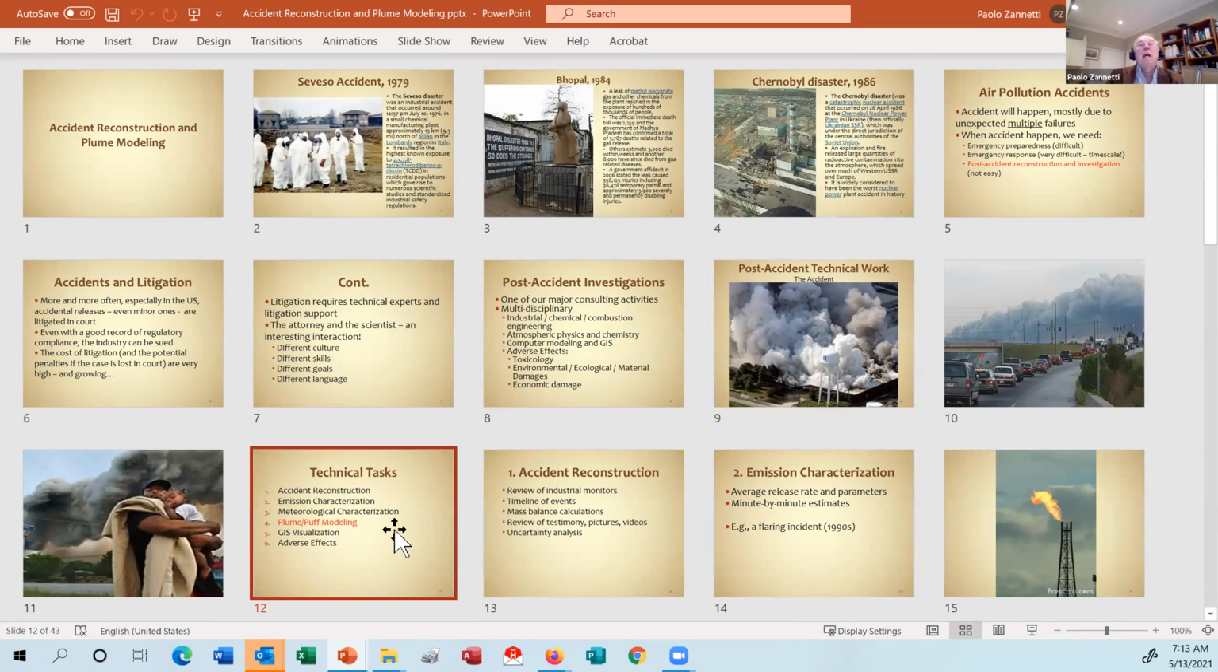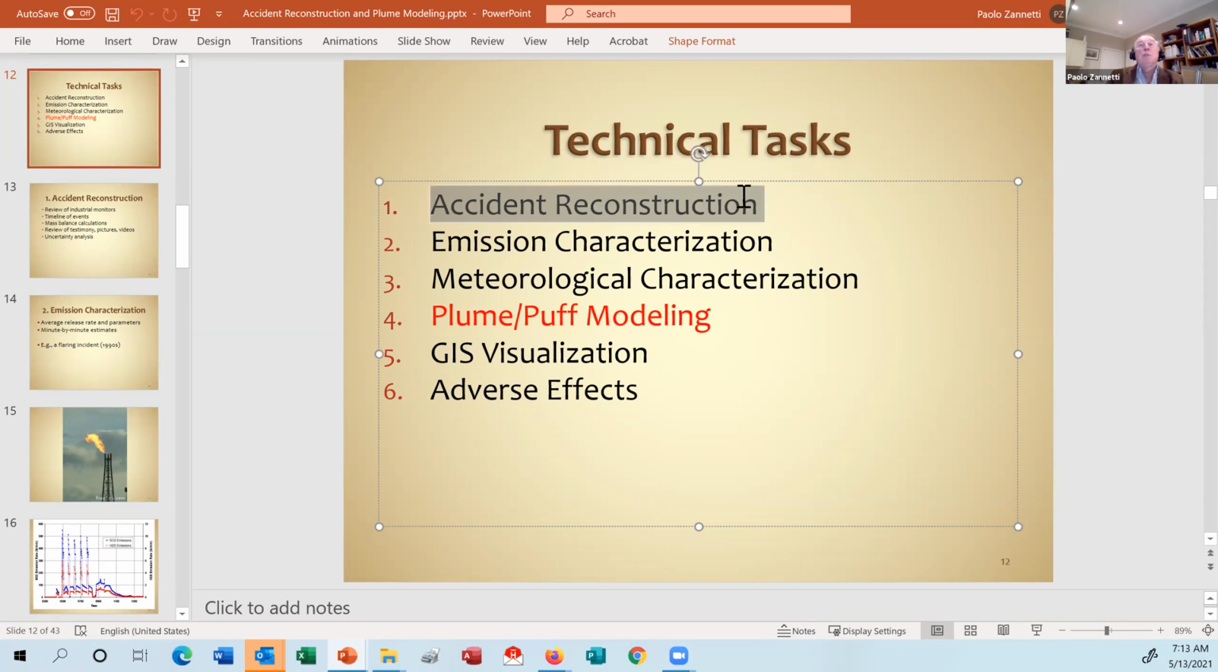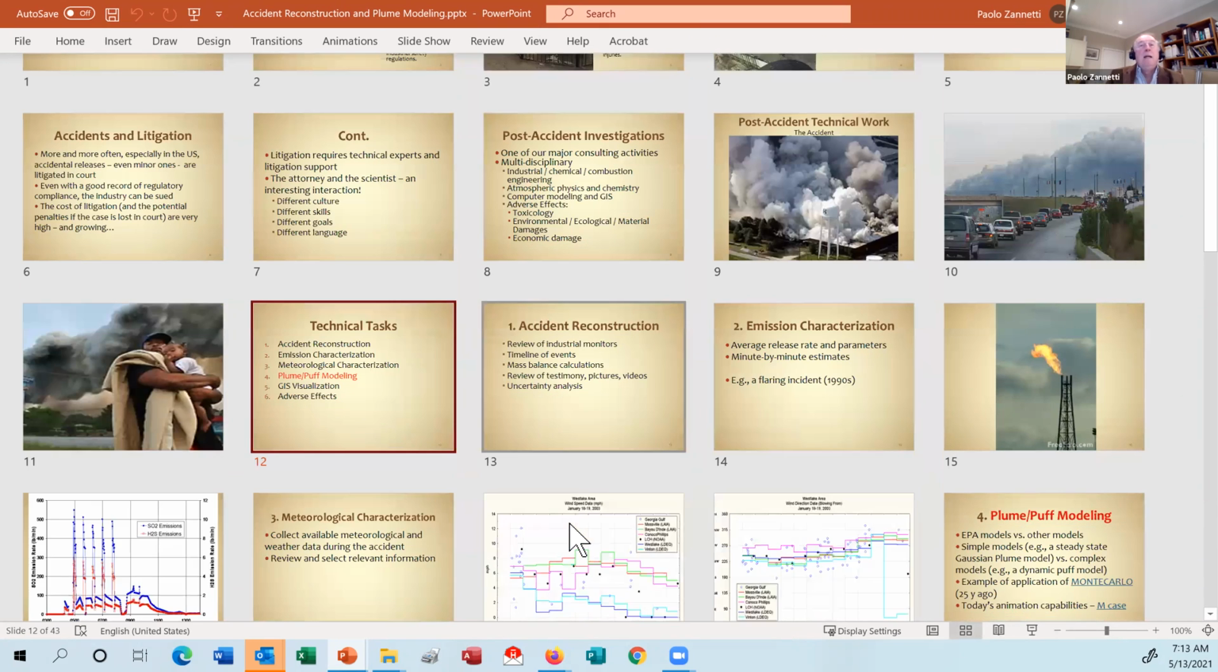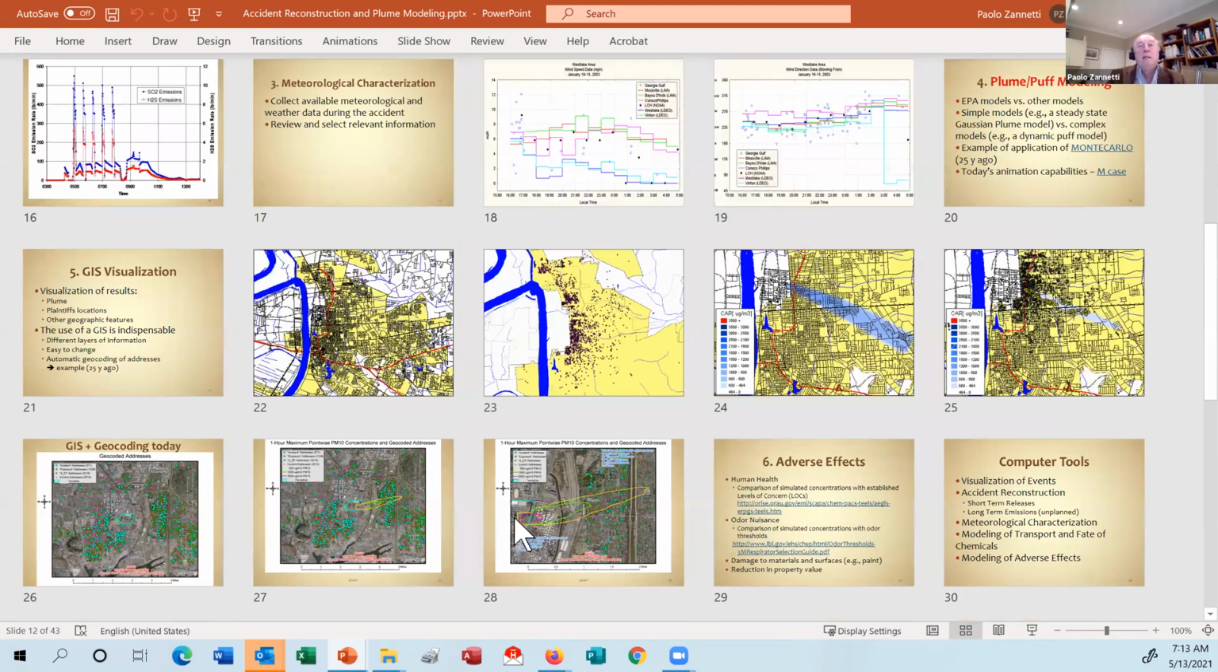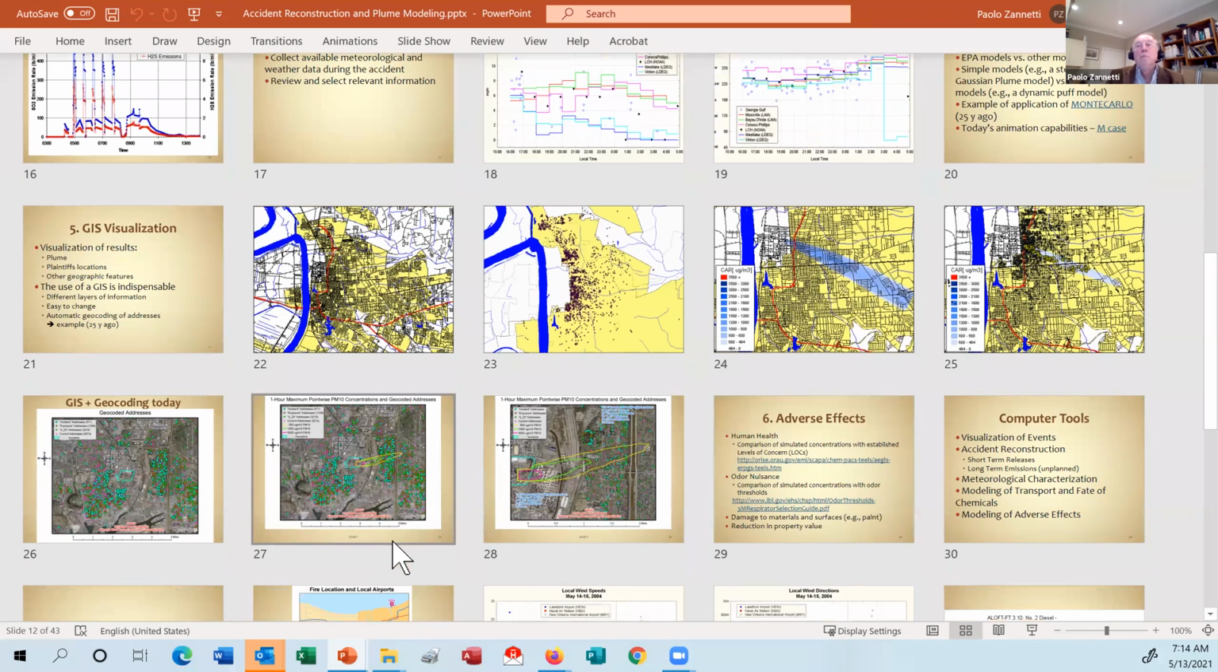The typical technical task during an accident is accident reconstruction, emission characterization, meteorological characterization, plume or puff modeling, or particle modeling, even though people prefer to use EPA models in litigation, GIS visualization, and quantification of the adverse effect. These are all the tasks you have to go through in dealing with an accident. I'm not going to show you an example because I already did that, and I have other examples to show you.